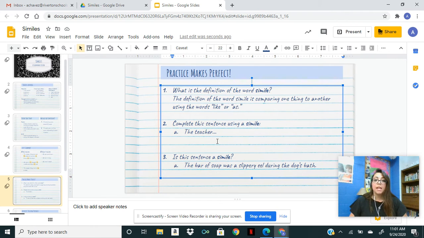Second question says complete this sentence using a simile. Now, you guys will have questions like these on your practice sheet, so make sure that you pay attention and work through it with me, okay? Because you're going to be asked to do this on your practice sheet because practice makes perfect. And you'll have questions like this on your quiz, so it's important. All right, so complete this sentence using a simile. The teacher blank. So what can we compare teachers to?